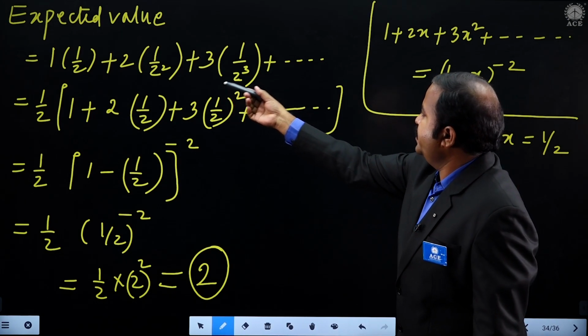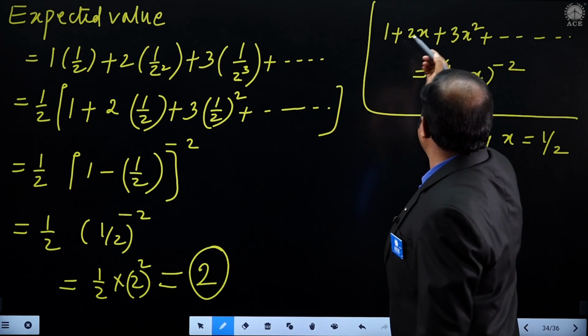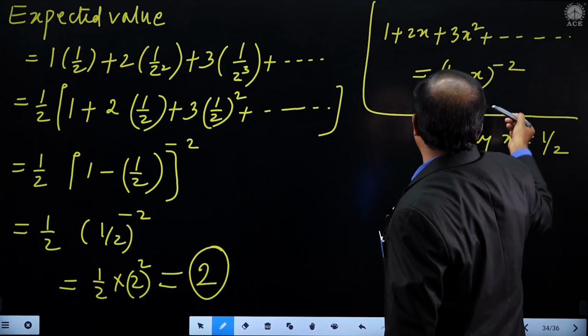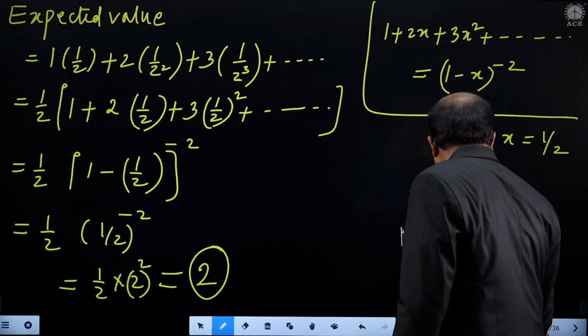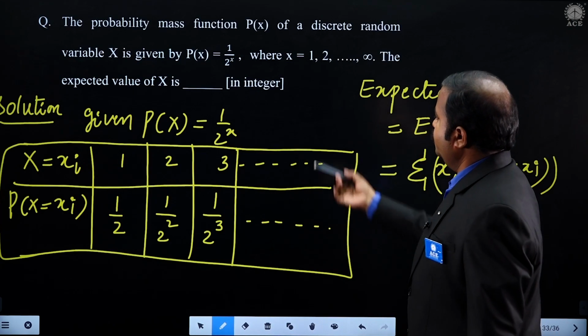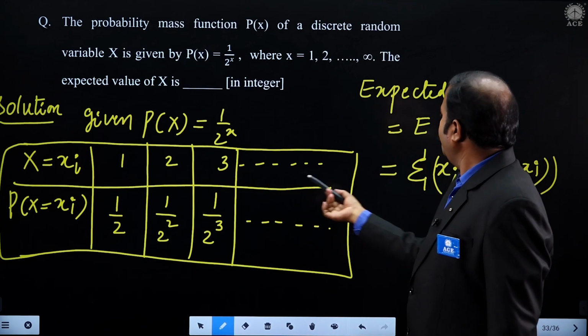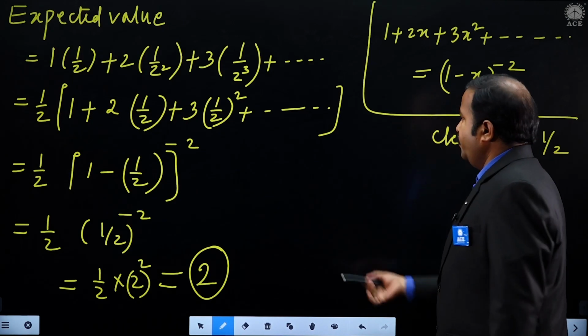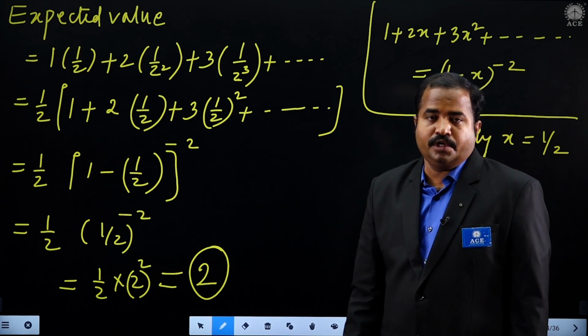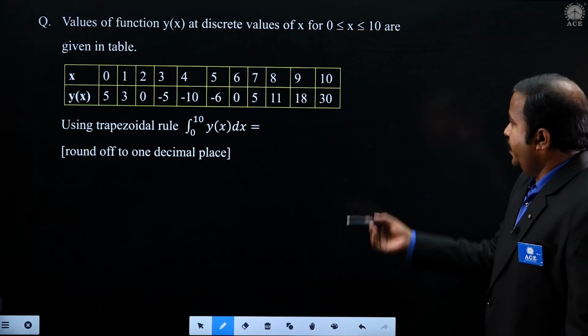So this expression is compared with 1 plus 2x plus 3x square, which is equal to 1 minus x whole power minus 2. Look at once, this is the question. The expected value formula uses the corresponding probabilities. So finally the answer is 2 only. Right, look at the next question.